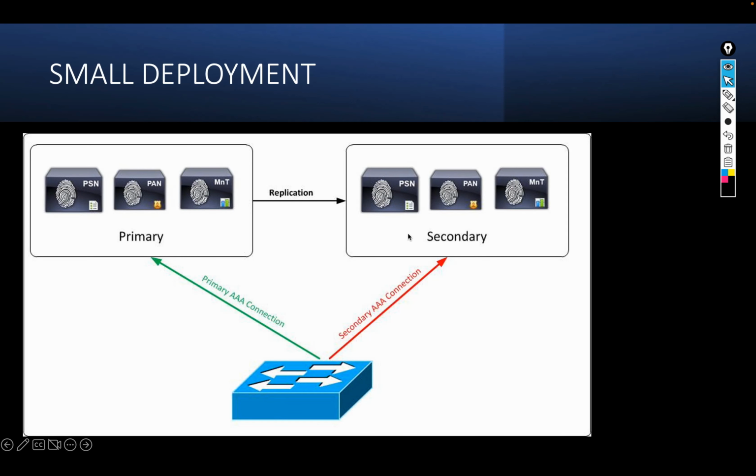So for example, this is a small deployment. We have only two ISE nodes, and these two ISE nodes have the three personas: PSN, PAN, and monitoring. The secondary is the same thing. On the network access devices, the routers, switches, firewalls, and wireless LAN controllers, we have one as primary and one as secondary, because if this one goes down for any reason, this one will take over all of the authentications. I will give you more details when you configure that here.